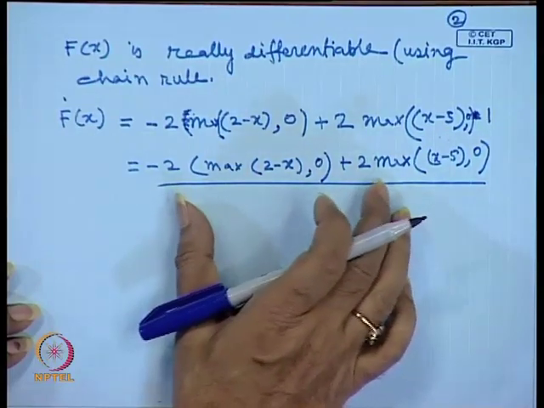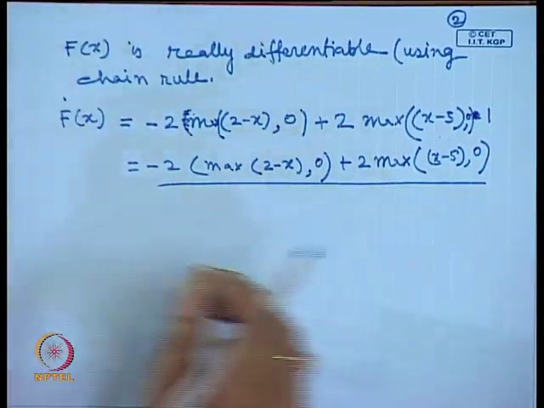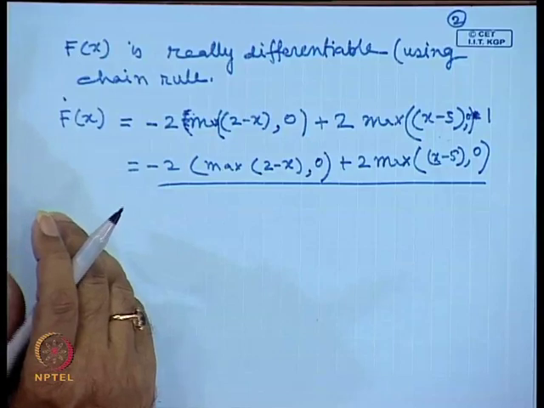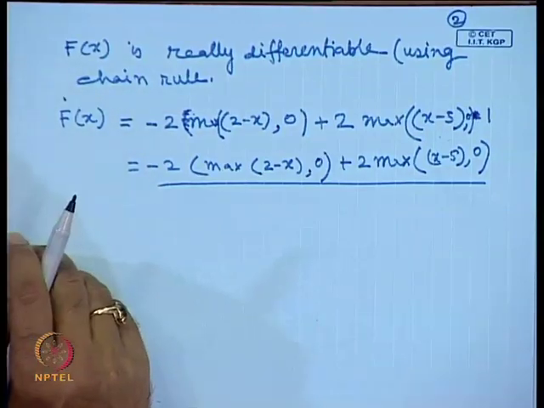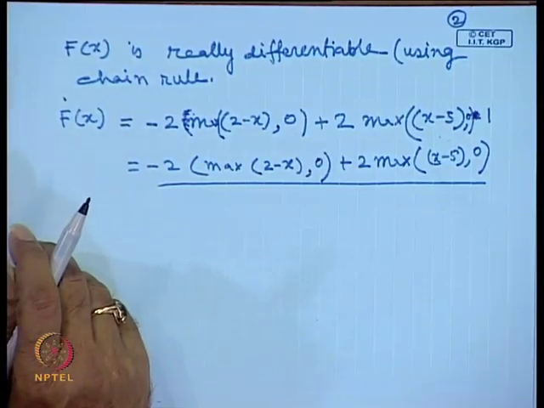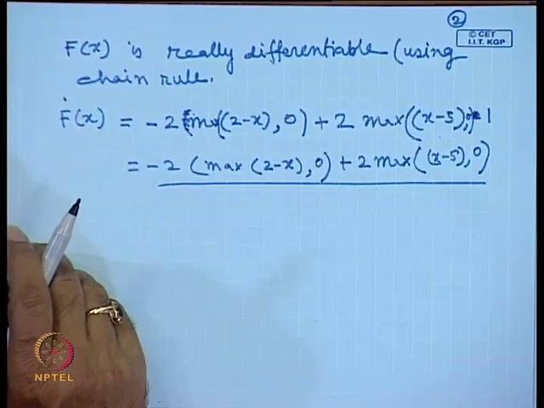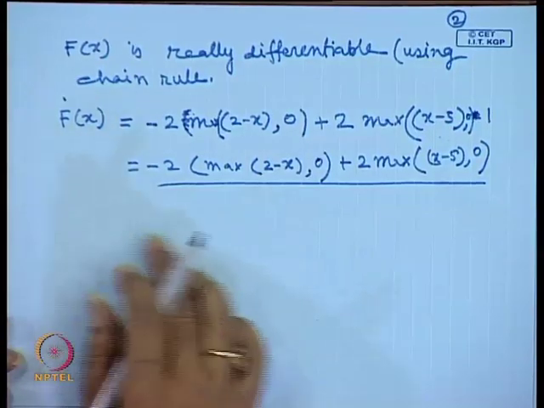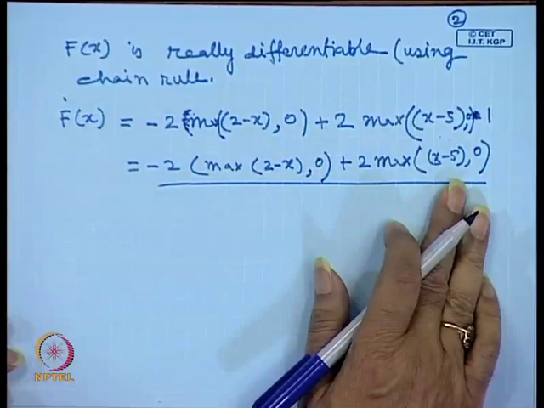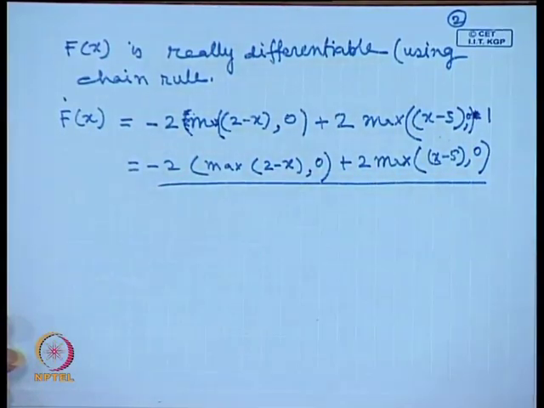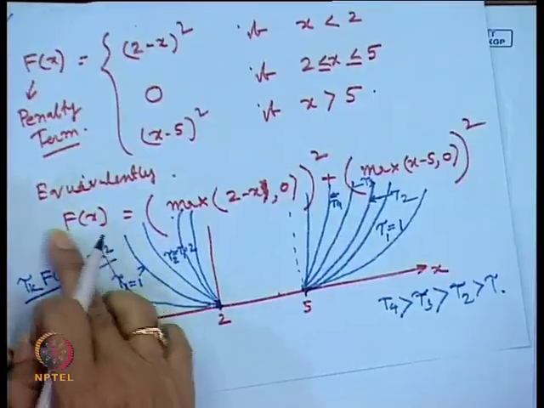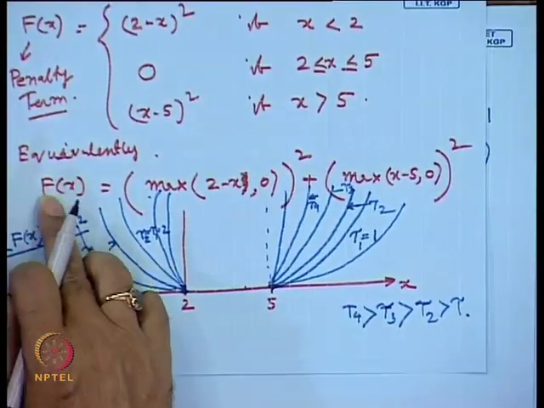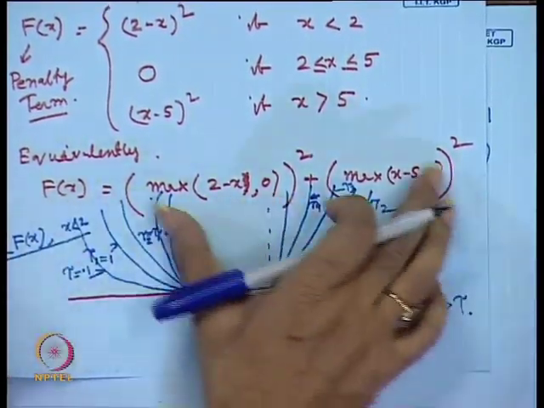That is the important relation when you are going to find the nonlinear problem solution. For a nonlinear problem solution, we find the necessary condition first. What is the necessary condition? The gradient of that function. When you find the gradient of this function, this max expression will come in the gradient of f of x, that means what is called the penalty terms. This is the penalty terms.